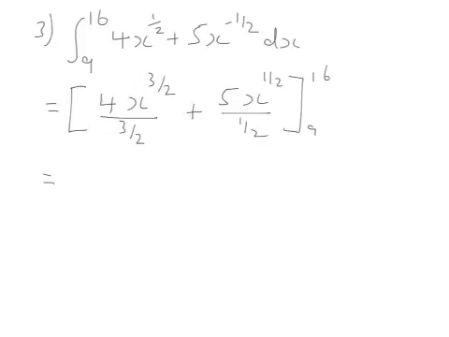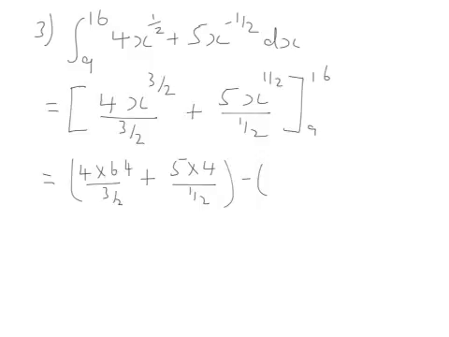16 to the power 3/2 is 64, so it's 4 times 64 over 3/2. Then it's 5 times 4 over 1/2, so that's putting in 16. Let's take away 9. 9 to the 3/2 is 27, so 4 times 27 is 108. 108 over 3/2 plus 5 times 3, that's 15 over 1/2. And when you simplify that, that works out to be 326 over 3.